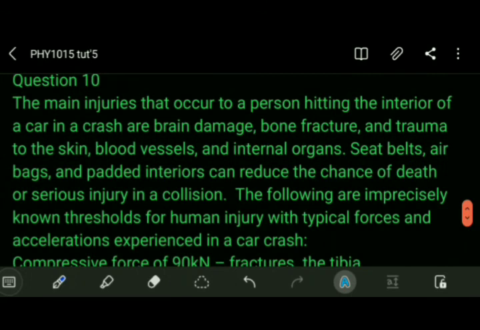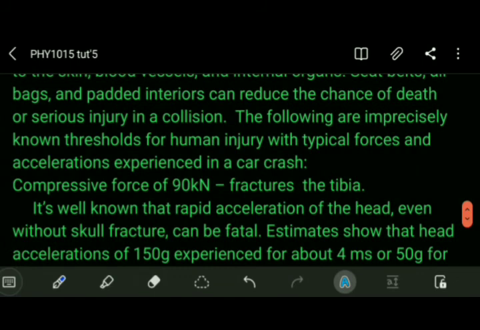So question 10 again. Oh, this is a long one. You can manage to read it, but what is happening here is that we have a force, an acceleration, as well as a pressure which is responsible for some damage. We are being told that if a force is beyond 90 kilonewtons, then your tibia, which is some type of bone, so you can simply say bones in general, will fracture. So if a force of 90 kilonewtons is applied to a bone, then that bone is going to fracture.